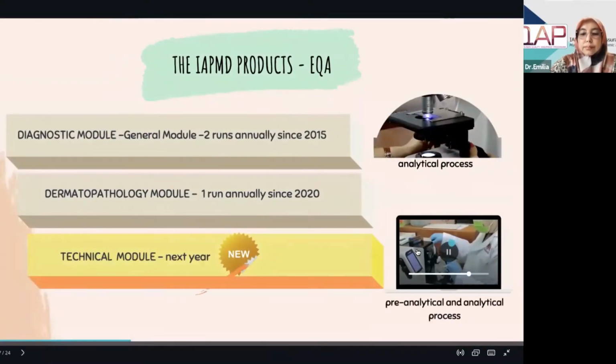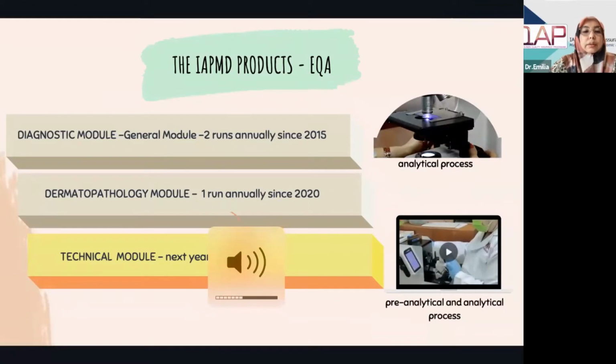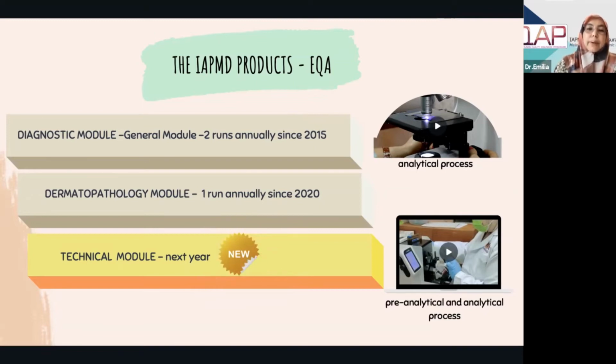So the diagnostic module that we have, the IAP products. This is what we call the IAP initiative, the initiative that we have for a better quality of histopathology, which is the EQA.